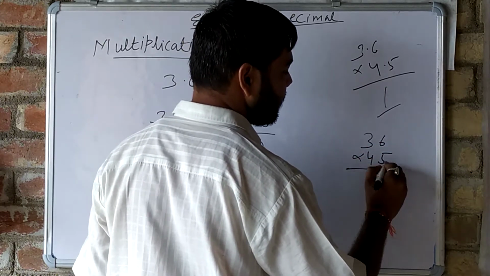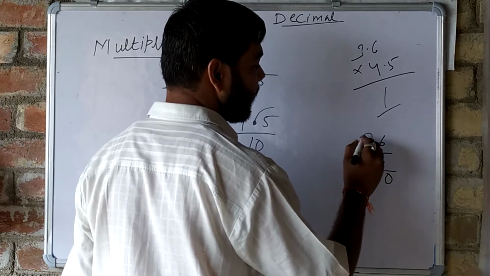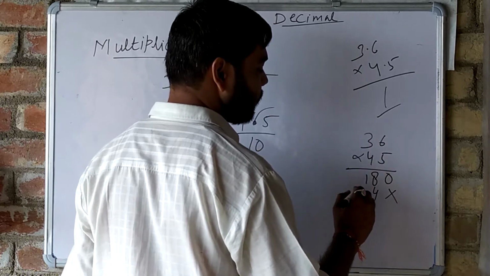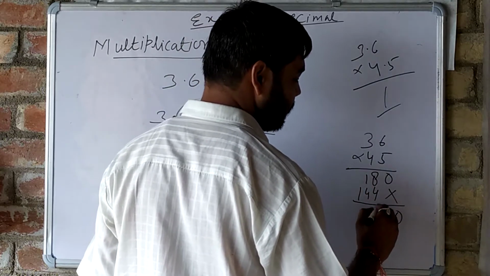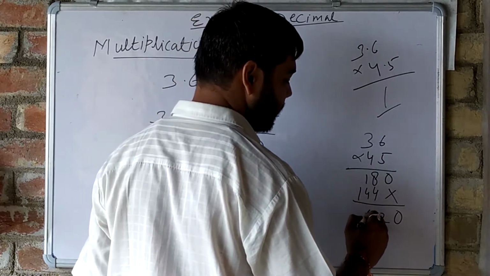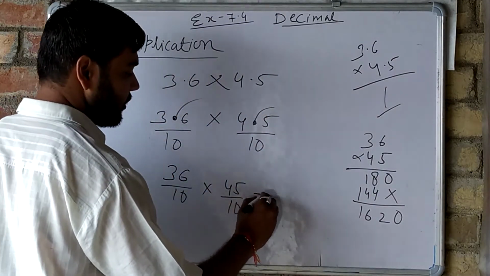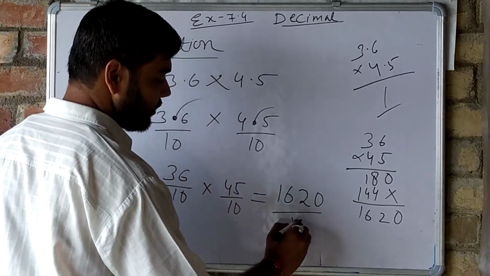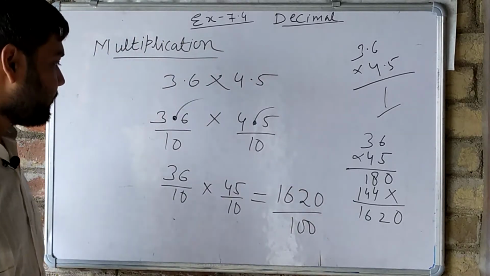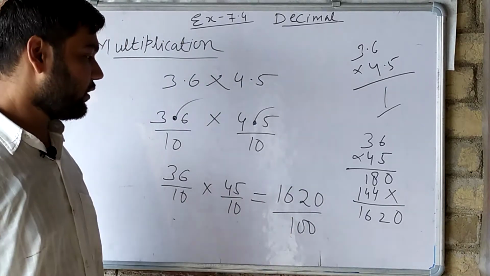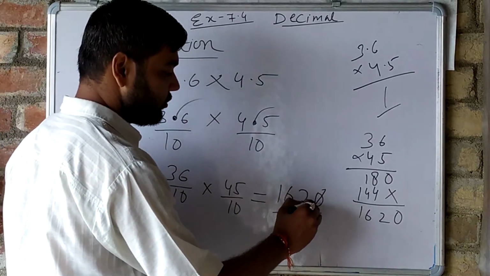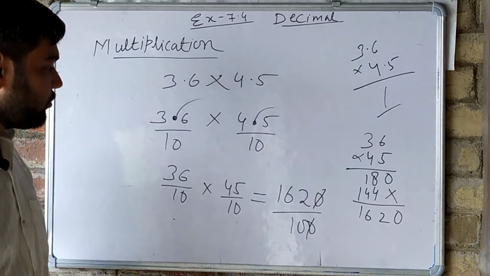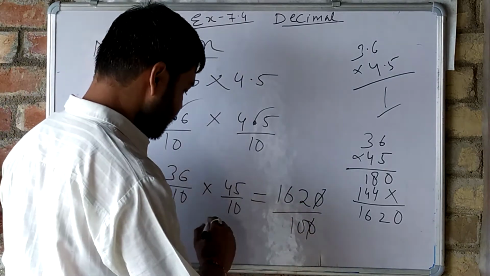See here what is the result. 5 sixes are 30, 3 carry. 5 sixes are 30, 3 carry, 5 threes are 15 plus 3, 18. 4 sixes are 24, 2 carry, 4 threes are 12 plus 2, 14. So 1620 is the answer. 1620 upon 10 into 10, that is 100. Now this is the actual result of this multiplication. Now this 0 will be removed by this 0.